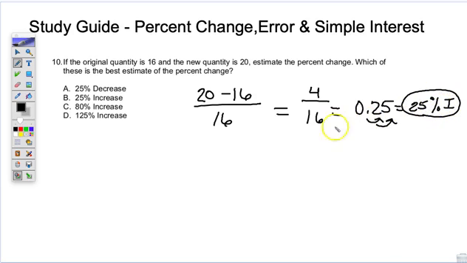That would be important because as you look at these answers, we do have 2 that are 25%. So you want to make sure you choose B. It was an increase. It went from 16 to 20. So it clearly increased in value.